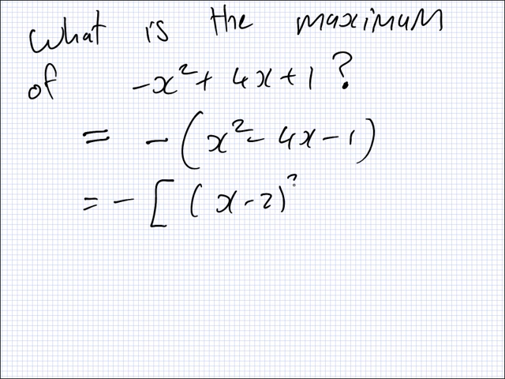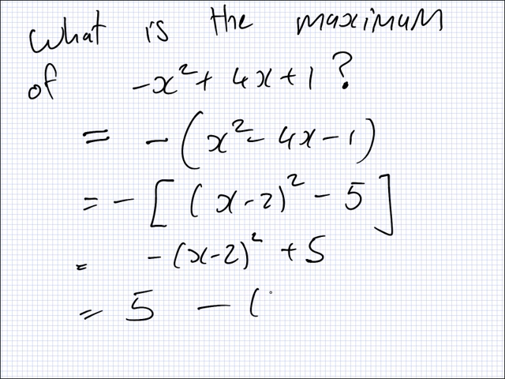What's that? x minus 2 squared, isn't it? Minus 5? And that's equal to minus x minus 2 squared plus 5. Or rather, that's equal to 5 minus x minus 2 squared. So can you see the biggest possible value it could ever be is 5? Because you start with 5 and then you take something away. What's the least you could take away? 0. The least you could take away is 0.